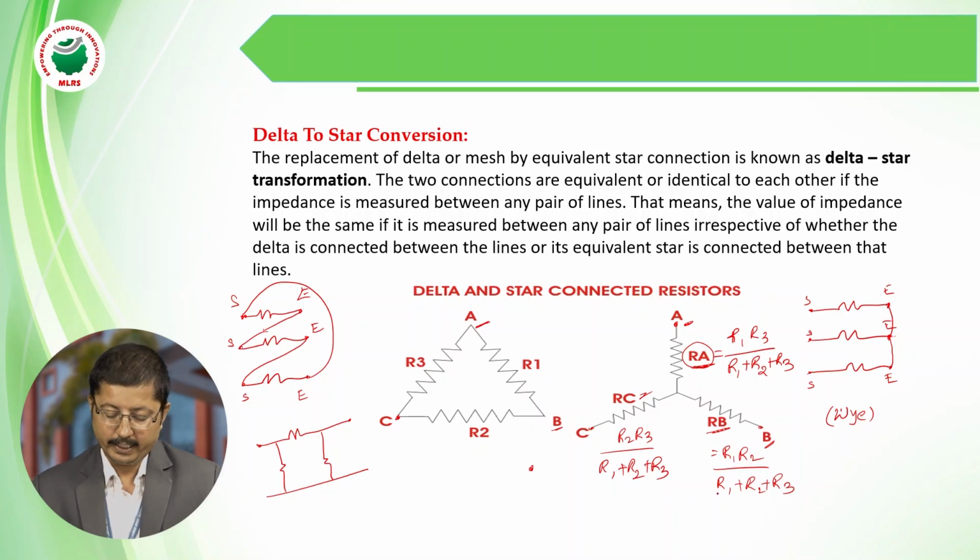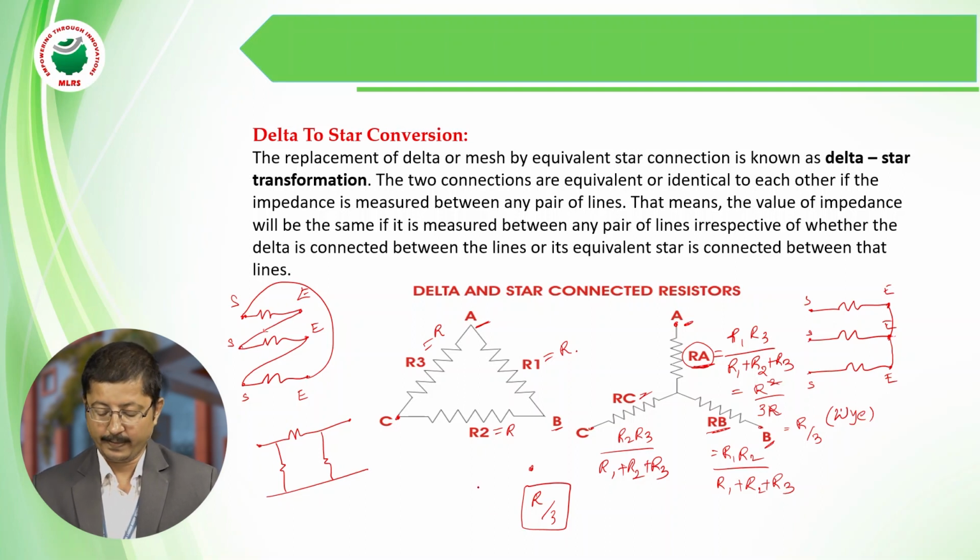For example, if all the values of the delta connection are equal, let us take R1 equals R, R2 equals R and R3 equals R, then what is the equivalent star connection? Let us substitute the R1, R2 and R3 values. Then we get R square divided by 3R. So R will get cancelled, and we get R by 3. So while converting a delta connection to a star connection of equal resistance values, we get the resultant value as R by 3. Okay, so this is the conversion from delta to star.